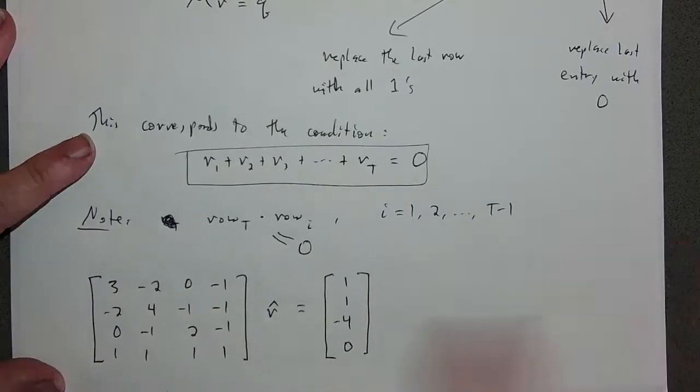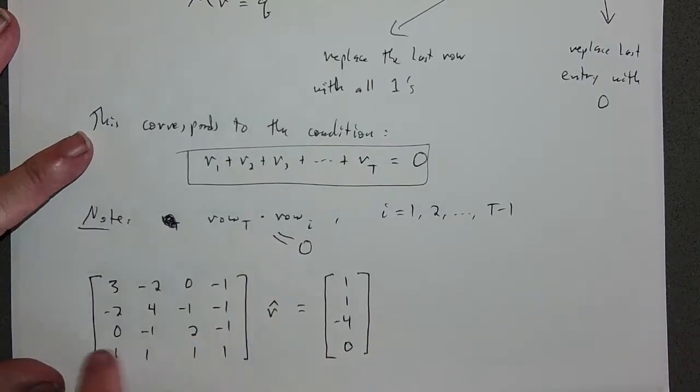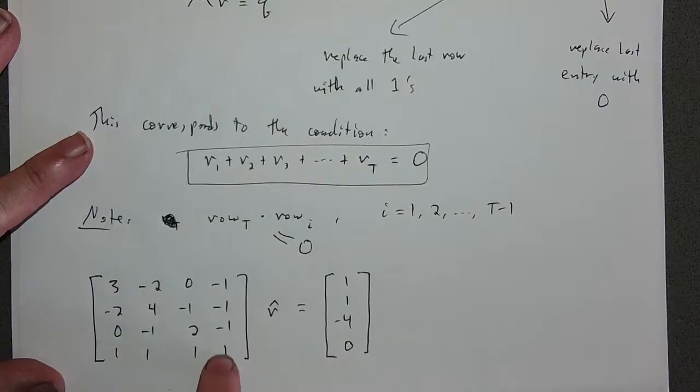Now it makes it easier to see this thing that I'm claiming. I claim that this row that I've replaced with all ones, when I dot it with any other row, I get 0. You can check in this example that this is exactly the case, because dotting any of these rows with 1, 1, 1, 1 just means summing the rows. And we've already talked about how the sum of each of the rows is 0.